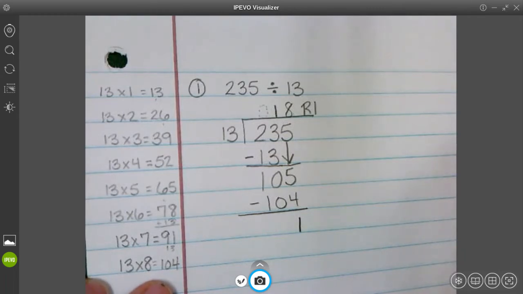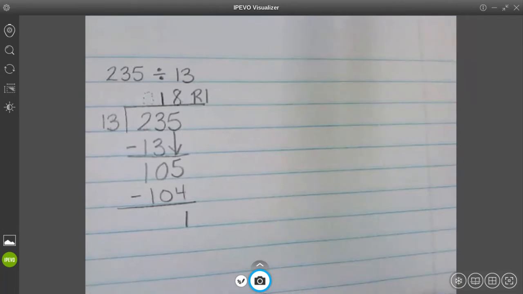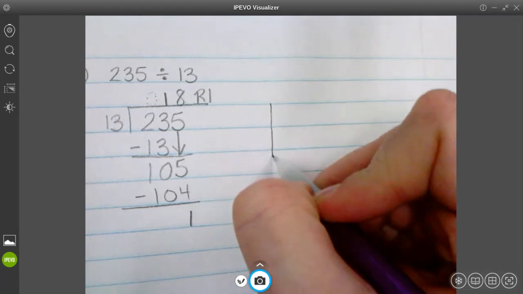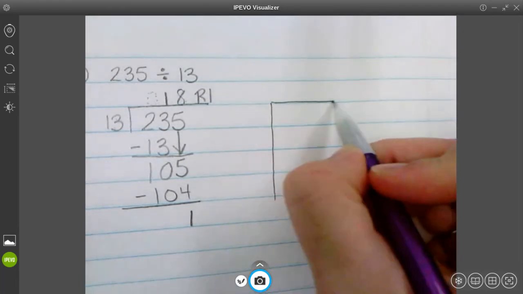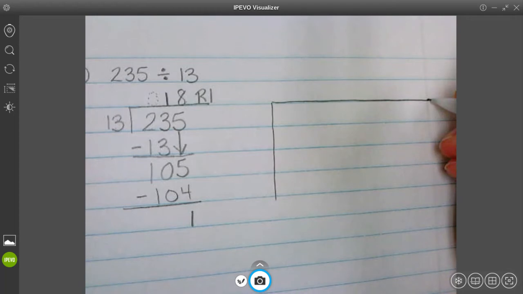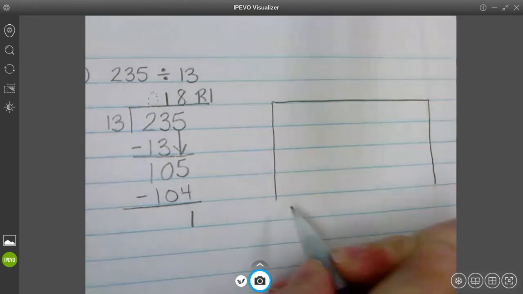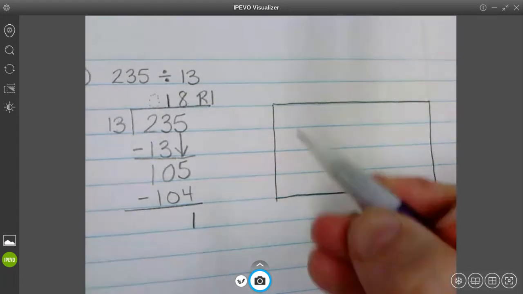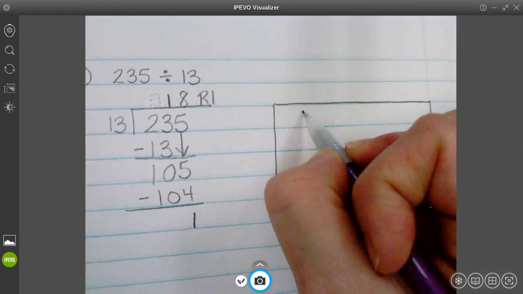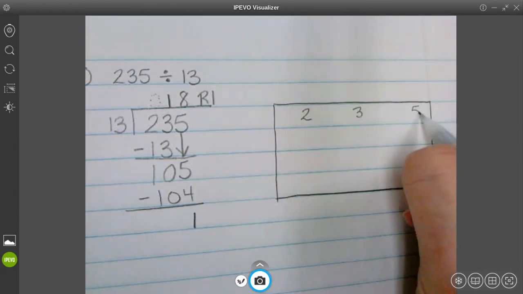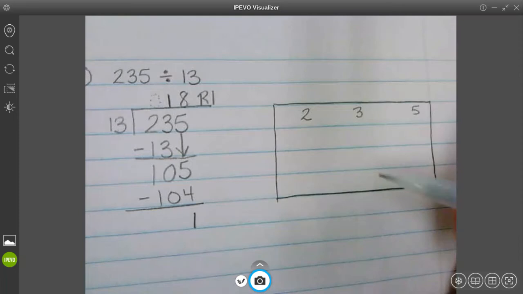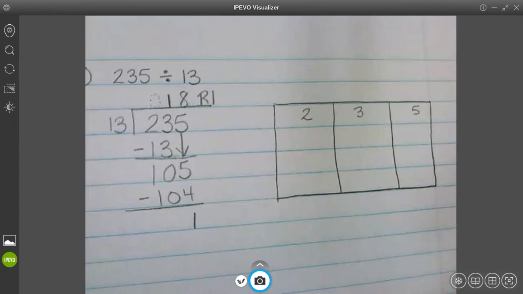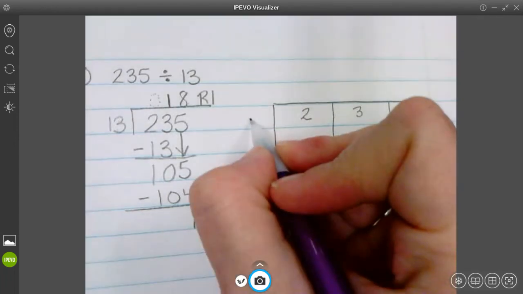Now let's look at the other way, what I call the box method. It's called the box method for a reason, because we're going to start out with a big old box. And we're using a 3-digit number, 235. Once again, remember the dividend goes in. We're going to separate it. We're going to divide by 13.